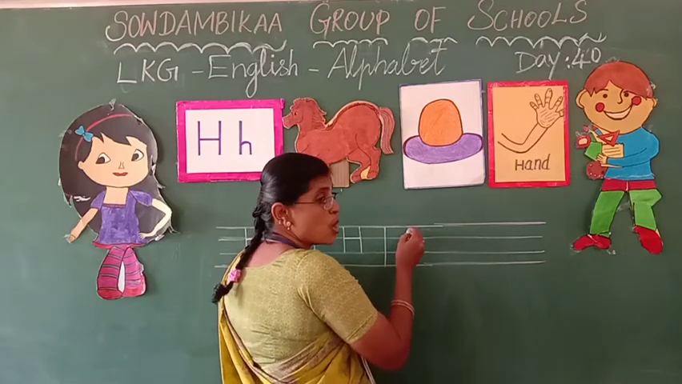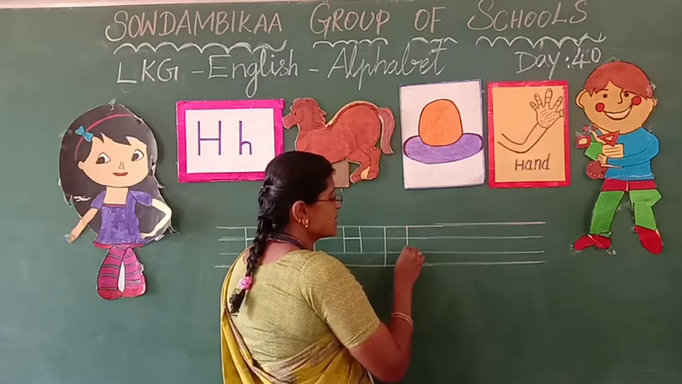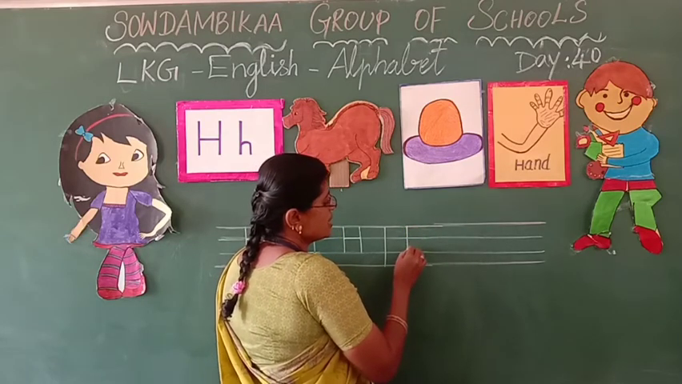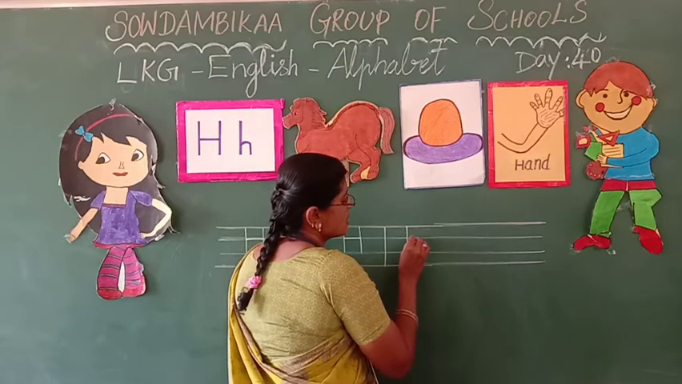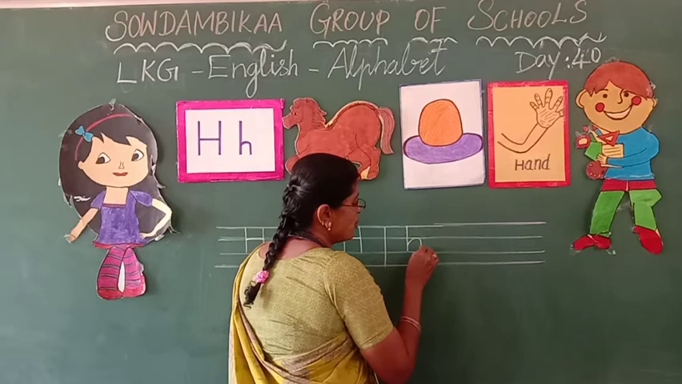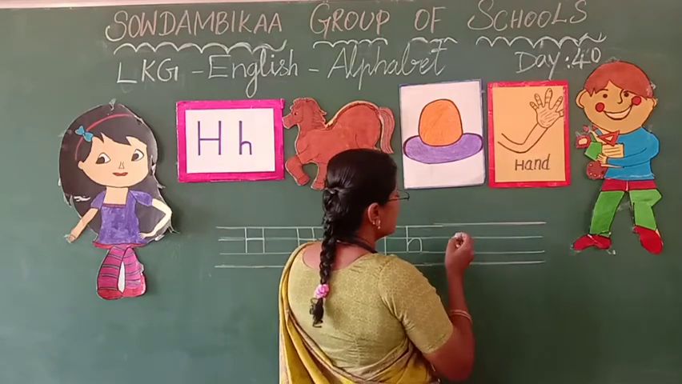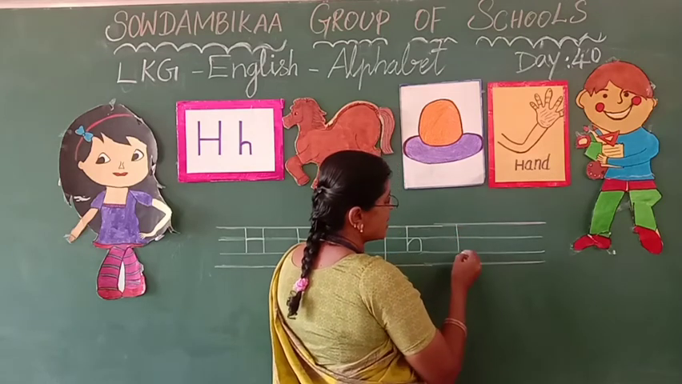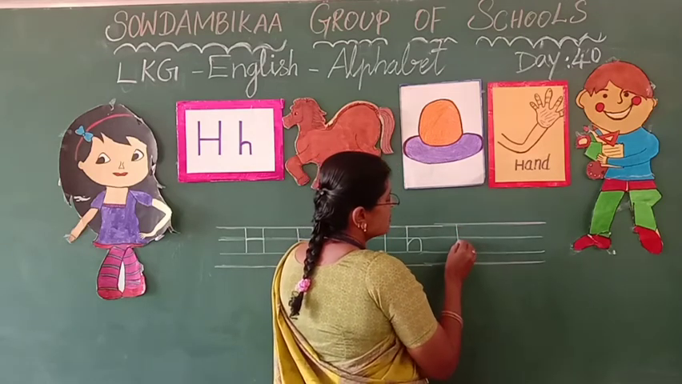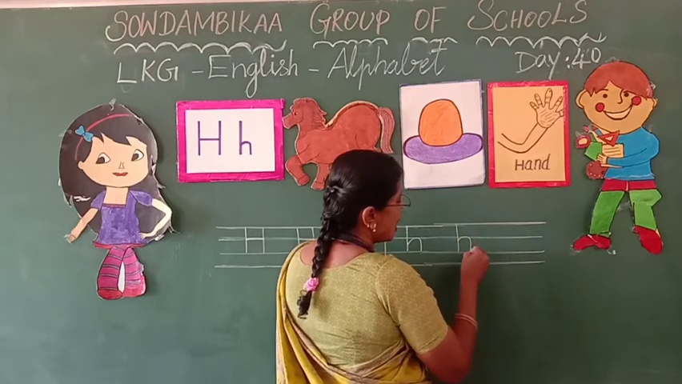Dear puppies, small h. First red line to third blue line, standing line. Then second blue line to third blue line, open curve. Small h. Dear puppies, first red line to third blue line, standing line.